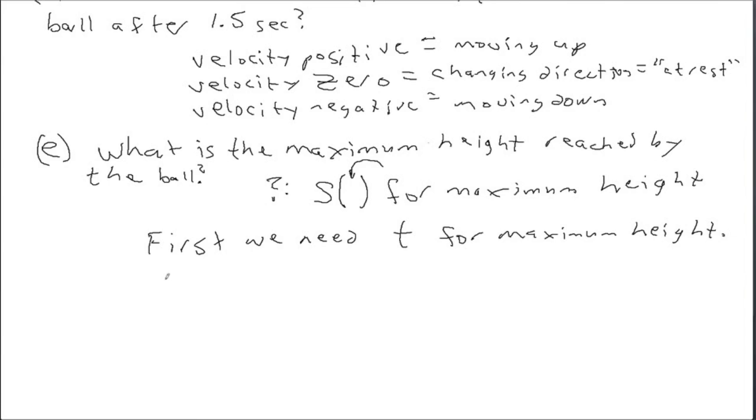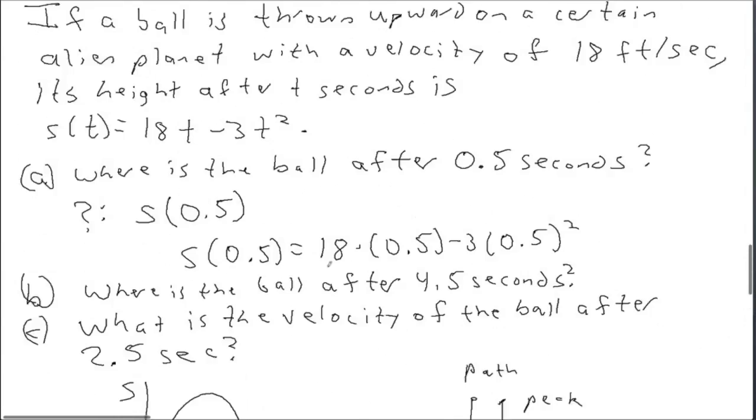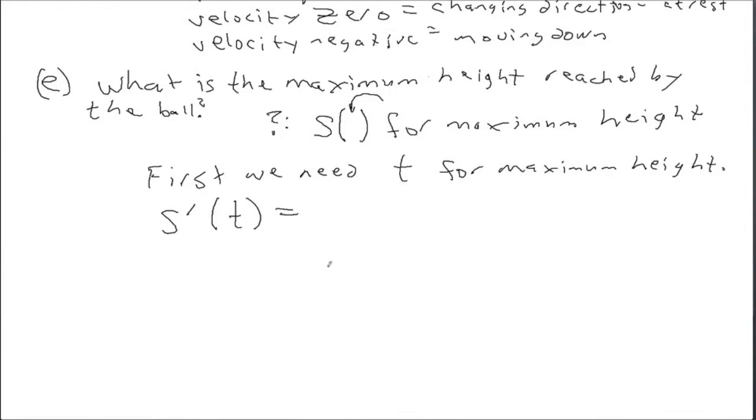And you actually did a good job of that because you said that at the maximum height, S prime of t, you were on the right track, but we had a little trouble with that. So we were using S prime of t, and S prime of t on this problem is what? 18 minus 6t. Good. I believe. Yeah. Good.